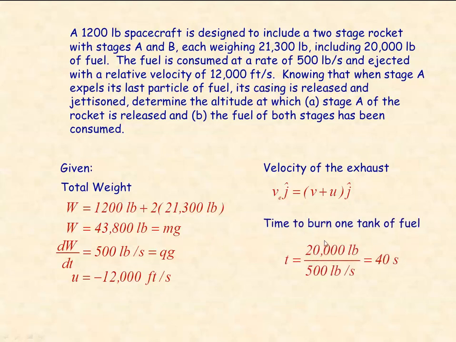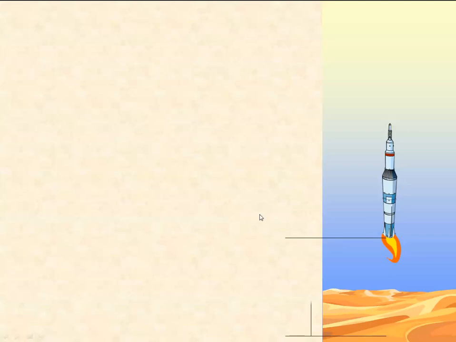Time to burn one tank of fuel is going to be 20,000 pounds divided by 5,000 pounds per second, so it's going to take 40 seconds to burn a tank of fuel. So here's a picture of the rocket right now, and we're going to fire the rocket. Okay, now we've gone up to a position Y right here.